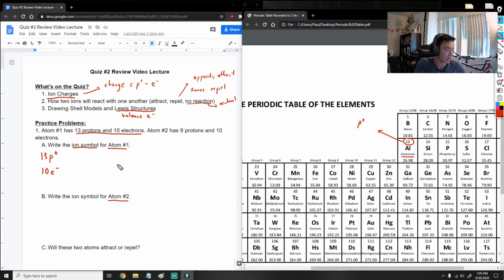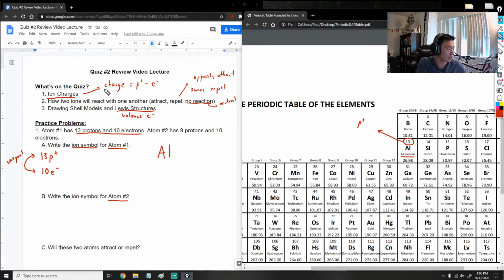And the symbol is Al. So I'm going to write Al. I'm going to write it a little bit more to the side. So the symbol is going to be Al. Okay, but we also need to know the charge, because if you notice, the protons and the electrons are not equal, right? They're unequal. If they're unequal, it's not going to be neutral. It's not going to have no charge. There's going to be a charge.